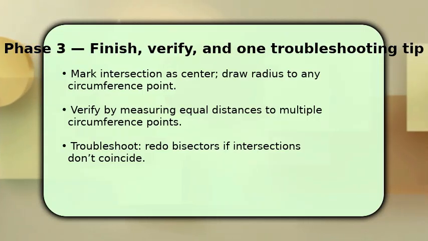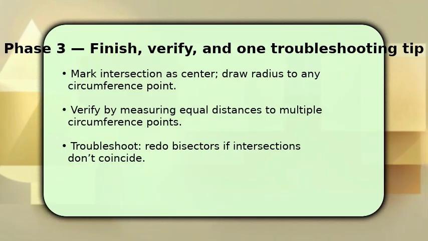Once confirmed, draw radii to several points. They must be equal. If radii differ or bisectors don't meet cleanly, make sure the chords were distinct and the arcs precise. Then redraw the bisectors with a slightly larger compass width.